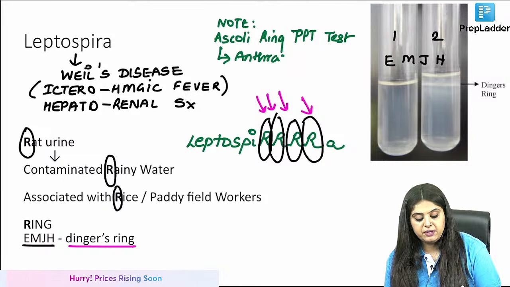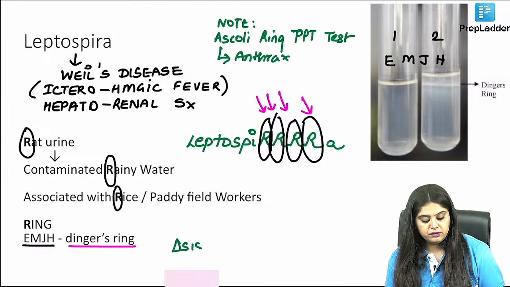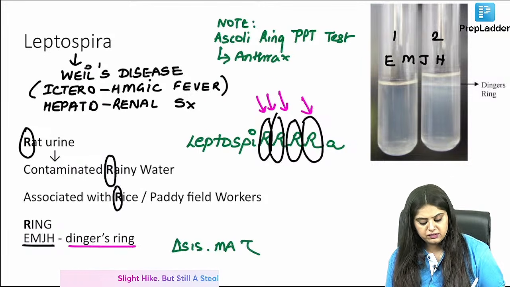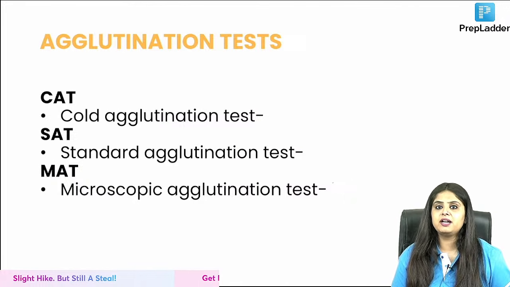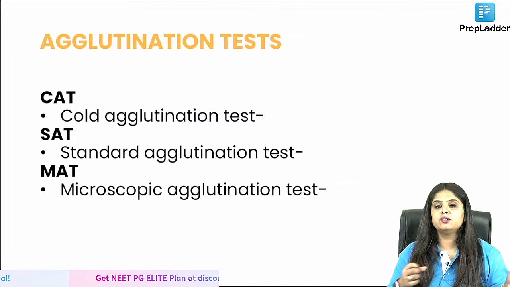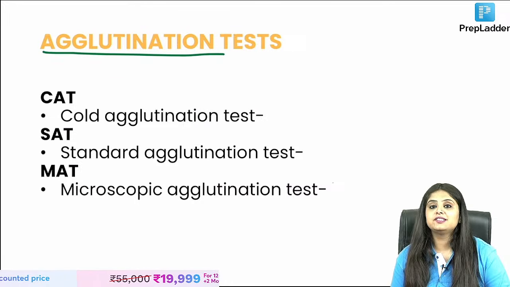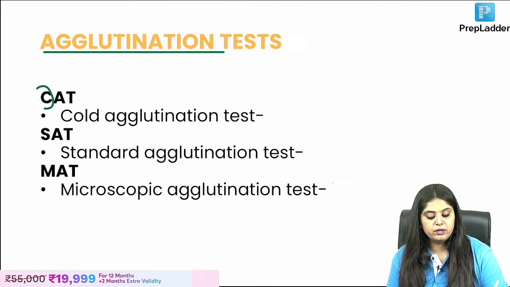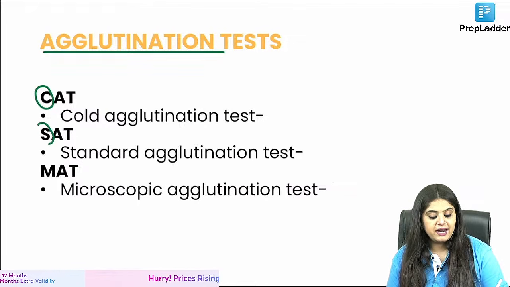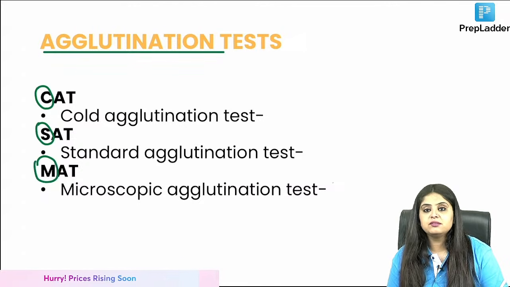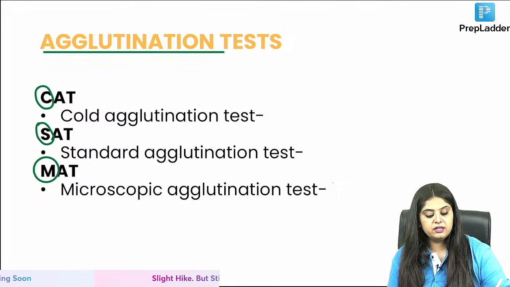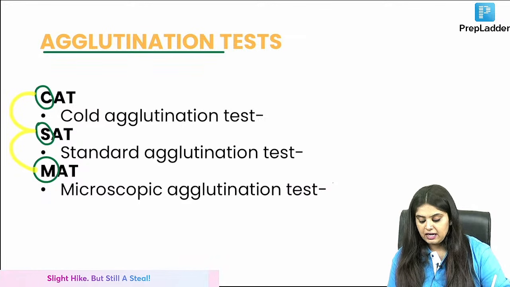That is different. What is seen here, for the diagnosis we do a test called MAT. How can our story be complete without CAT, SAT, MAT? See, in immunology I have added what is important in between. So what are these agglutination tests? That is CAT, SAT, MAT. CAT is cold agglutination test, SAT is standard agglutination test, and MAT is microscopic agglutination test. So we learn it as CAT, SAT on the MAT. And how do you learn it further?